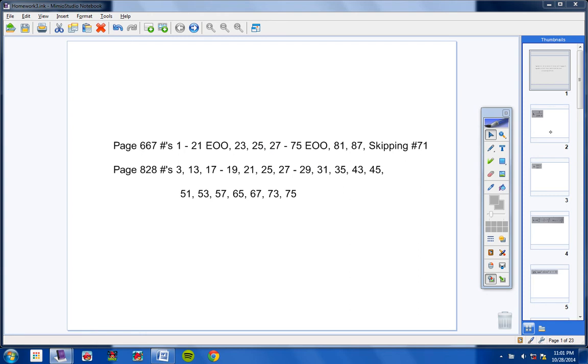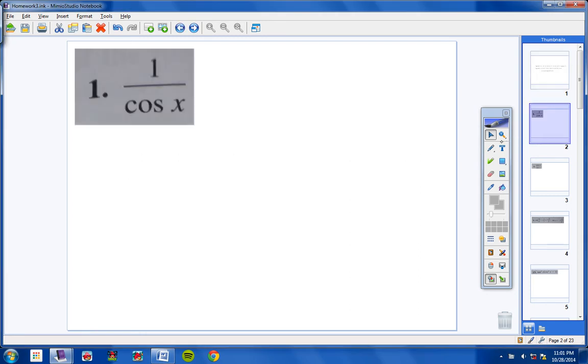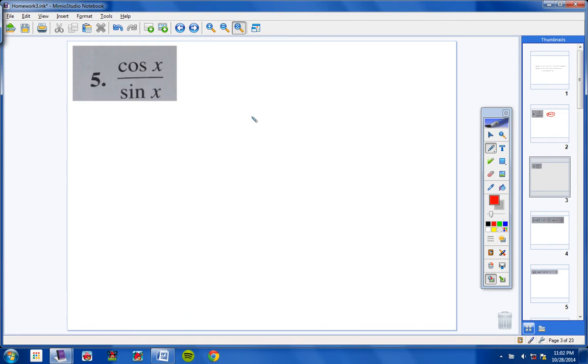Here we go. Problem number 1. Let me clear off my book here and look. The directions say to, and I'm on the wrong page, so give your old teacher a second here. Okay, name the trig function that is equivalent to the expression. So, pretty simple. 1 over cosine would be secant x. Okay, pretty simple. Moving on to number 5.